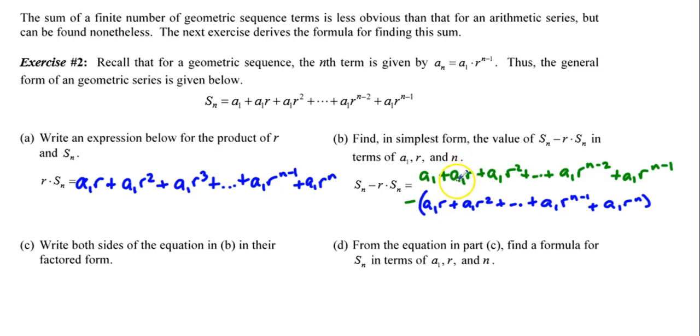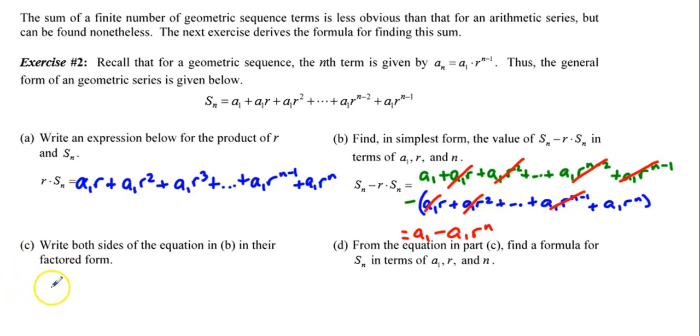Well, when you look at it a little more carefully, there's a lot of opposites, right? A sub 1 doesn't have anything to go with it, so let's write that down. That's part of the answer. But a sub 1 times r minus a sub 1 times r, that's opposite, so that adds to 0. This adds to 0 with its corresponding term, right? They all are going to add to 0. The only thing left is subtracting a sub 1 times r to the n. So minus a sub 1 times r to the n. All those other terms add to 0.